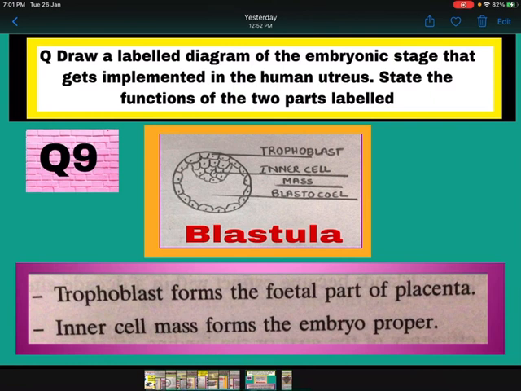Outermost part, it is the trophoblast layer. Then the inner cell mass is present and in the center there is a cavity called blastocoel. And write the function of the trophoblast. Trophoblast forms the fetal part of the placenta and the inner cell mass forms the embryo proper.